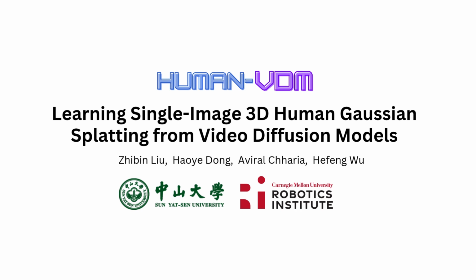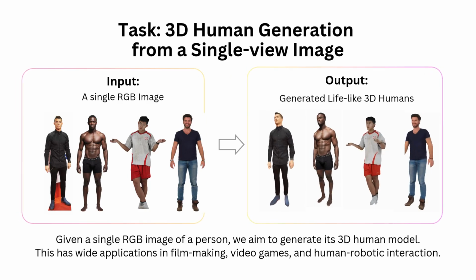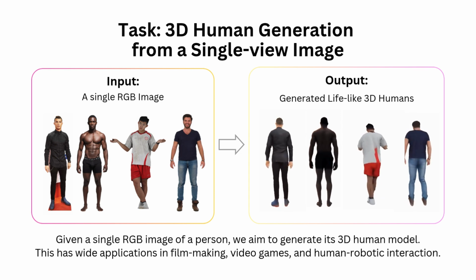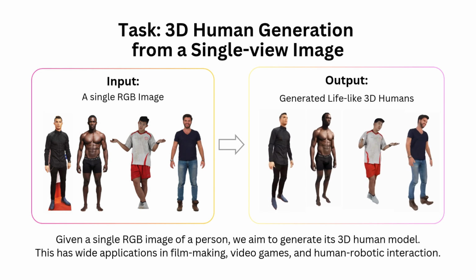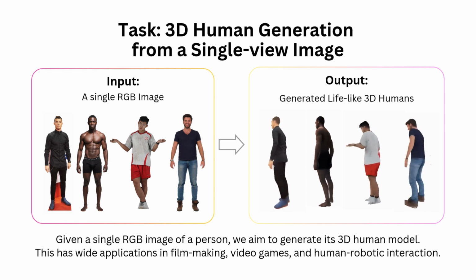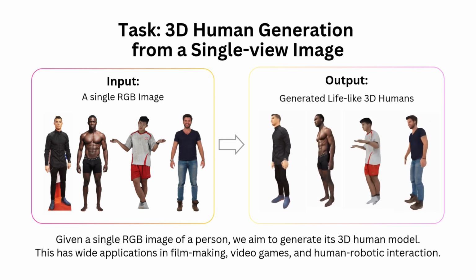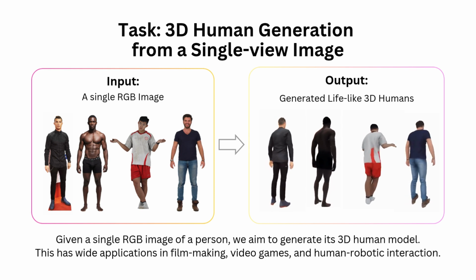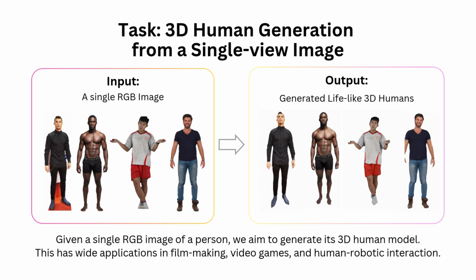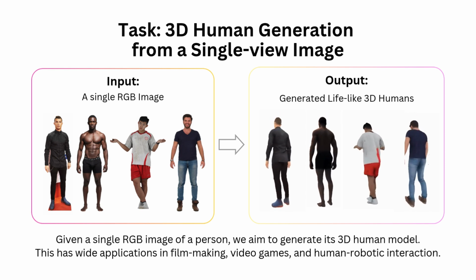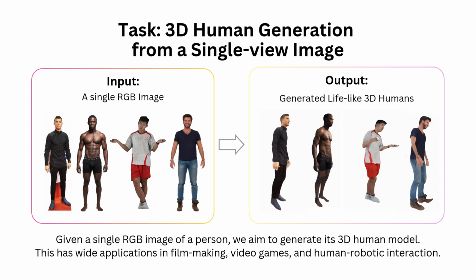We present HumanVDM, a novel single-view 3D human generation framework that leverages human video diffusion models and 3D Gaussian splatting to generate lifelike humans. 3D human generation aims to reconstruct 3D humans from a single-view RGB image without direct multi-view input. Generating 3D humans from a single-view image remains a challenging task since it requires modeling realistic appearance, accurate geometry, and plausible unseen parts that are not captured in the input image.